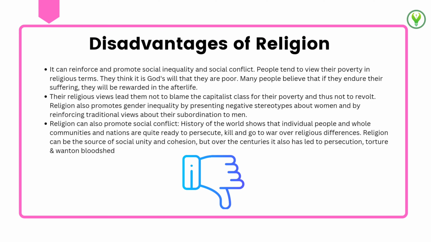Religion also promotes gender inequality by presenting negative stereotypes about women and by reinforcing traditional views about their subordination to men. Religion can also promote social conflict. History of the world shows that individual people and whole communities and nations are quite ready to persecute, kill and go to war over religious differences. Religion can be the source of social unity and cohesion, but over the centuries it also has led to persecution, torture and wanton bloodshed. Religion can cause sexual abuse, as it took place in America, Canada and many other nations where an unknown number of children were sexually abused by Catholic priests.